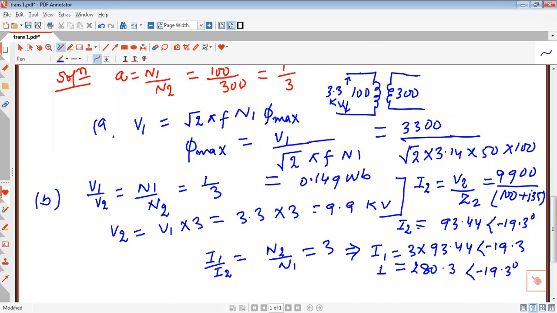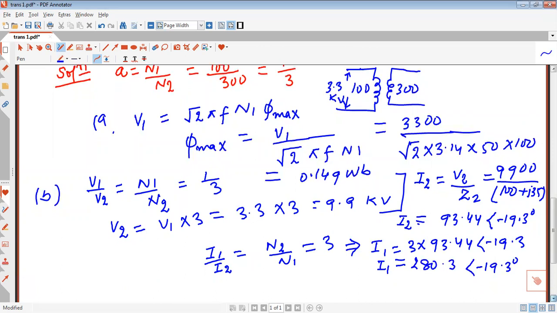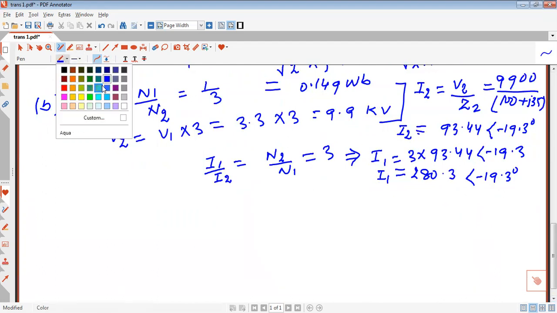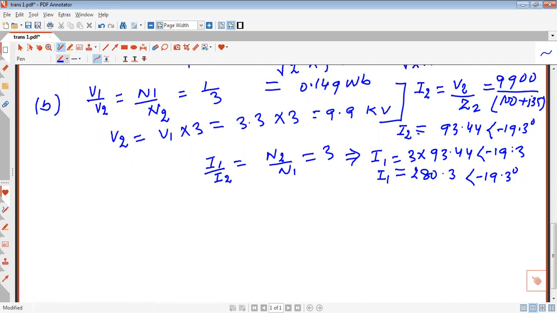So the primary and the secondary current angles are the same. This much angle is here. I'm taking a different color. So this much angle is there, and by using this angle we can also find the power factor that we need later.